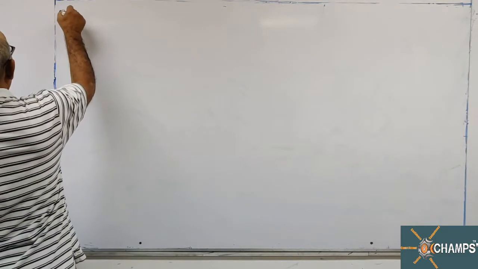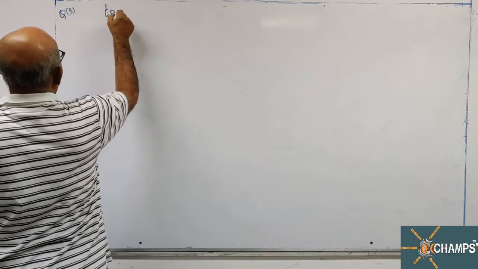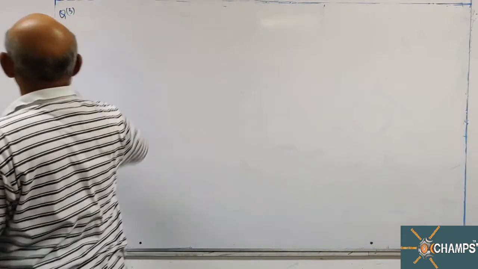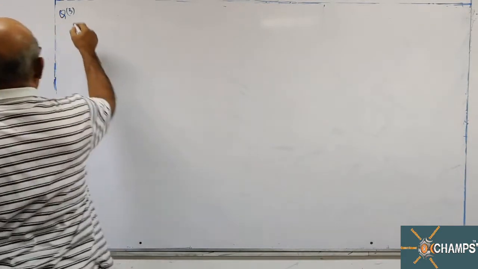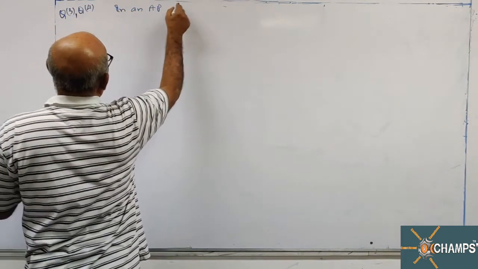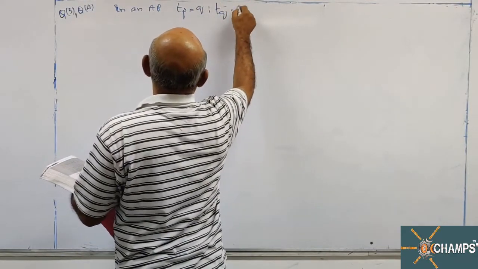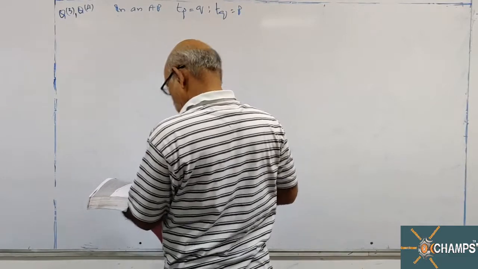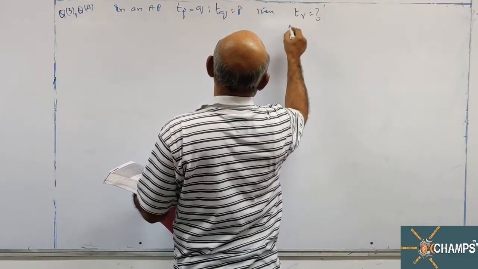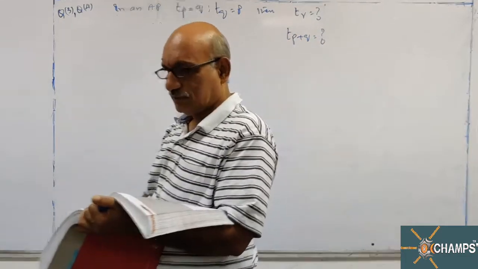Question number 3. In an arithmetic progression, question number 3, question number 4. In an AP, TP is equal to Q, TQ is equal to P. Then, for question number 3, TR is equal to question mark. For question number 4, T of P plus Q is question mark.